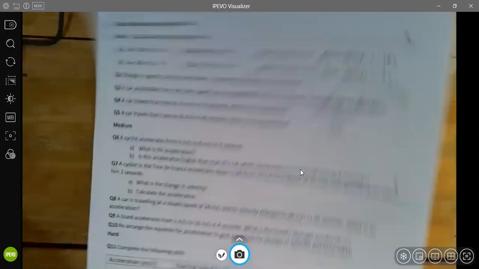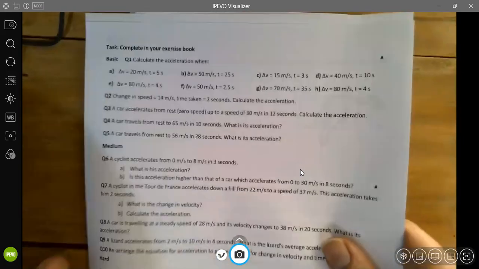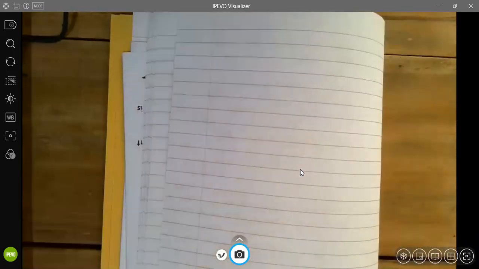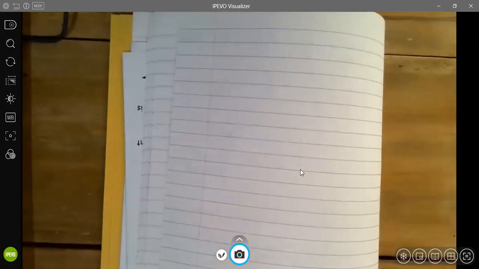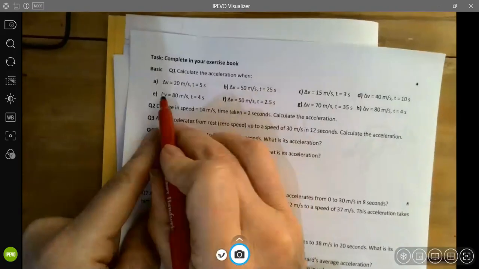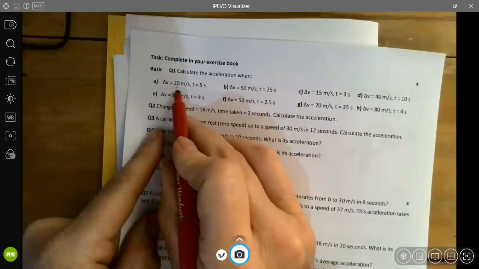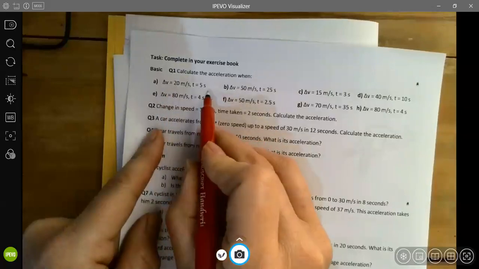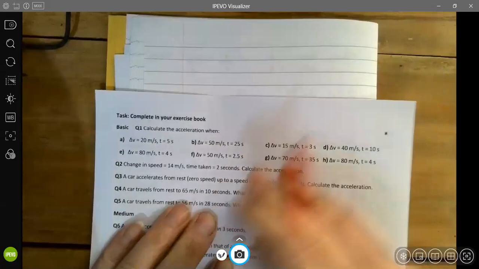couple of easy ones and find them. Here we go. There's your questions. So, what we have is we have question number 1. Calculate acceleration when delta v is equal to 20 meters per second and time is equal to 5 seconds.